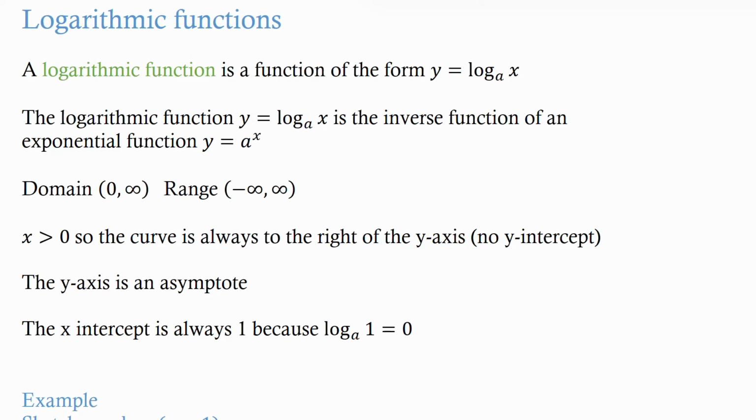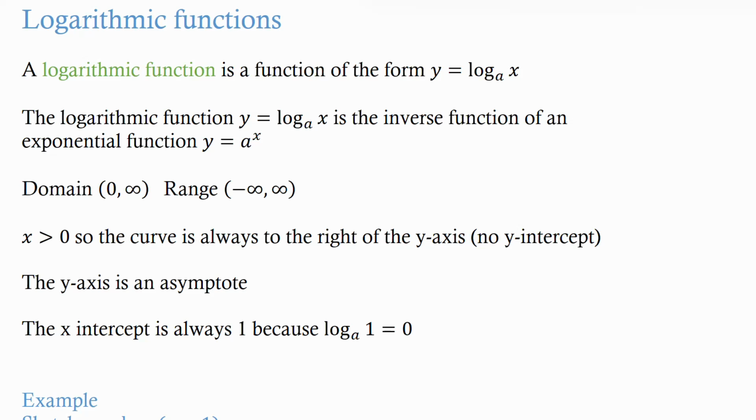In this video, we're looking at logarithmic functions. A logarithmic function is just y equals log a, for example, some sort of base, x. Usually we're going to be dealing with just normal logs, such as log to the base 10 or natural log, which is ln. So the logarithmic function is just the inverse function of an exponential.